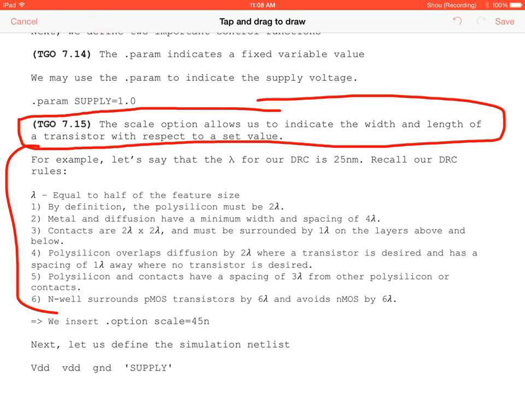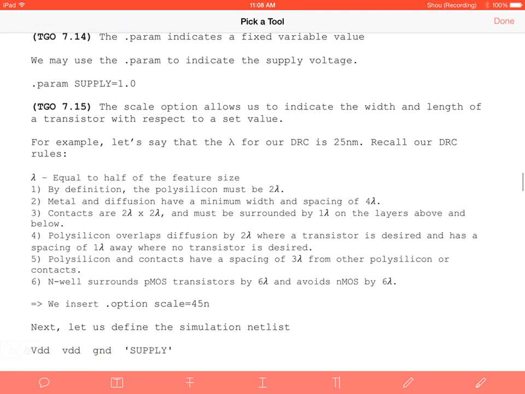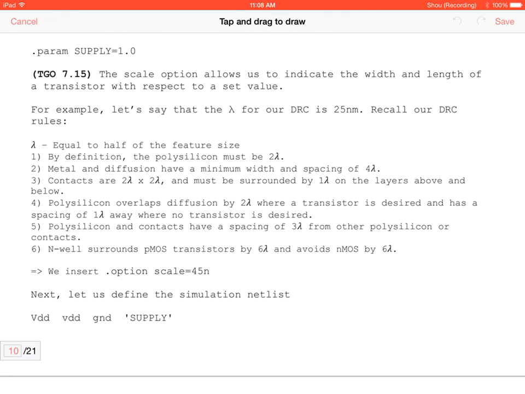So here, remember back in section 1, we talked about these design rule checks. And we had our 6 rules that lambda is equal to half of the feature size, therefore the polysilicon's 2 lambda. Metal and diffusion have to be spaced by a certain amount. The polysilicon diffusion by 2 lambda is where a transistor is desired, with a spacing of 1 lambda where no transistor is desired, and so forth, all the way down to n-well. So here, we can set option.scale to 45 nanometers.